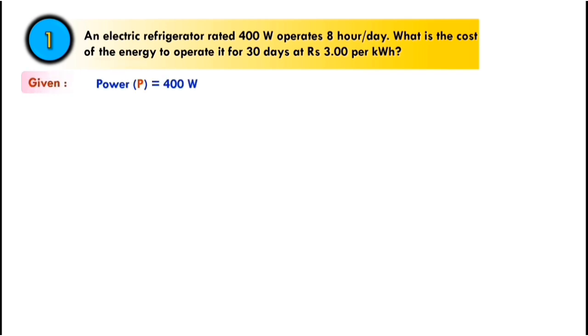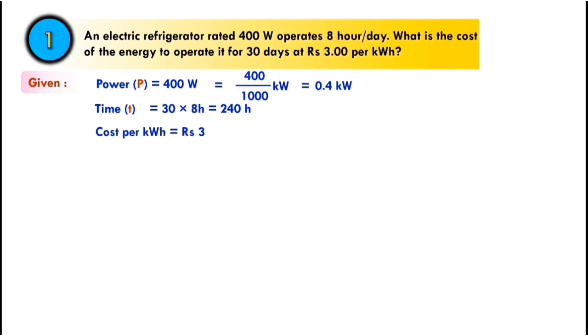Now see here, we are given power equal to 400 watt. So I already said initially that when there is watt, we have to convert it to kilowatt. Am I clear? So now we have to convert 400 watt to kilowatt. To convert, we have to divide this 400 by 1000. Okay, and we will get 0.4 kilowatt. Now see here, time is given as 30 days and 8 hours per day. So here we have to multiply 30 and 8. So we will get 240 hour and the cost is given, that is cost per kilowatt hour, it is rupees 3.